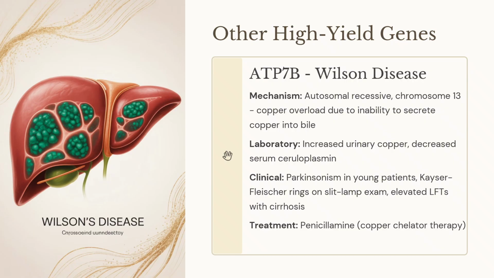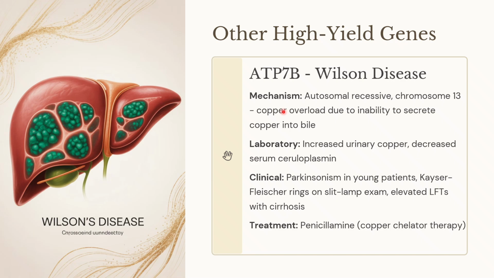Wilson's disease. Due to ATP7B, copper accumulates like a hidden poison. Wilson's disease reveals the use of ATP7B. So what is it? It is an autosomal recessive inheritance due to chromosome number 13 defect. Because of that, the copper cannot be secreted into the bile, and therefore it results in copper overload in the liver. This overload will result in an increased urinary copper, but there will be decreased serum ceruloplasmin. Why? Because serum ceruloplasmin is the transporter of copper.